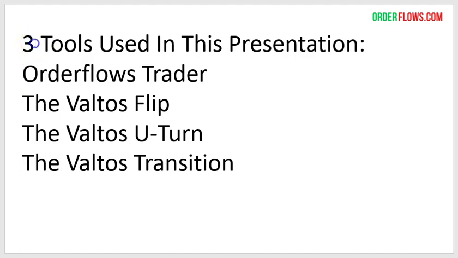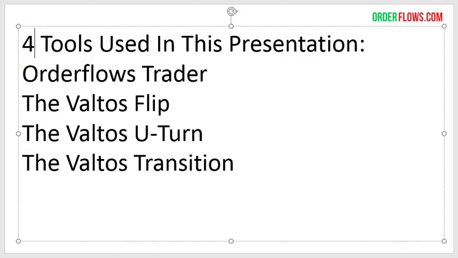The three tools, actually it's four, used in this presentation: the Orderflows Trader software, which is the footprint chart, the Valtos Flip, the Valtos U-turn, and the Valtos Transition. These three indicators are order flow based indicators to highlight things in the order flow. So if you're looking at an Orderflows Trader chart, you can concentrate on what's happening in the market without having to make the decisions. Each one indicates something different in the order flow. It just helps make order flow trading easier for you.